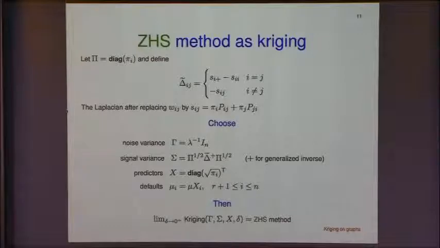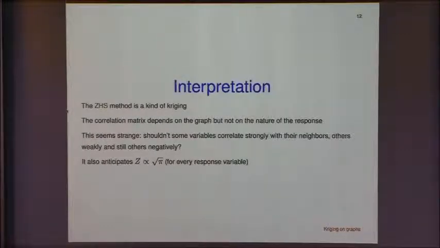Okay, so now we know what correlation they're using. They didn't have to derive it using that correlation, but we can find out what they're doing. It's as if you had that correlation. So it's a kind of Kriging, and the correlation matrix depends totally on the graph. One size fits all, no matter what your response is, that's the correlation. It also anticipates that the response should be nearly a linear function of the square root of the PageRank. I could imagine that not every response should be linear in the square root of the PageRank.